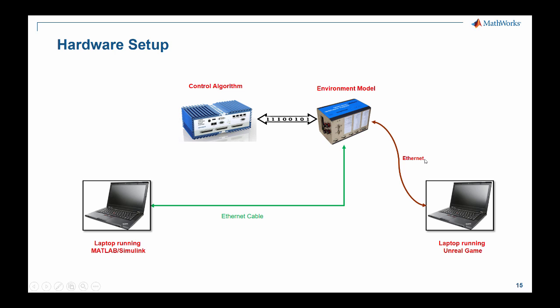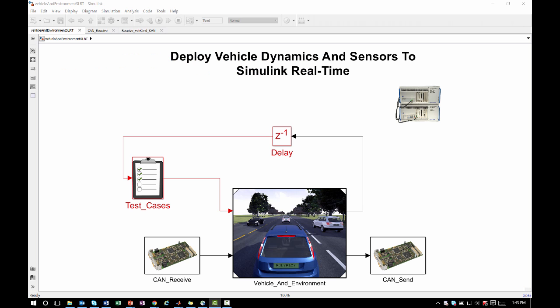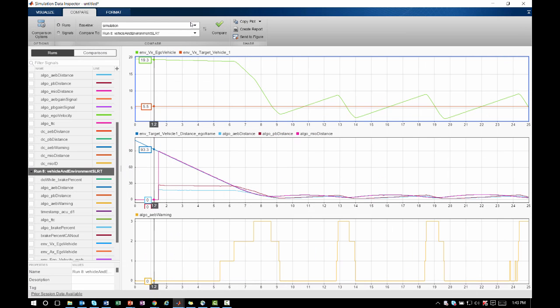The first question that naturally comes up is, which is the faulty signal here? What is going wrong? There are so many signals in the algorithm. Which one should we be looking at? Do you remember that we used Simulink Data Inspector to visualize signals in simulation? Well, since Simulink Real-Time is so tightly integrated with all the MathWorks tools, Simulink Data Inspector also works with Simulink Real-Time without having to add any additional blocks or changing any settings. It just works. So, as a user, you can use the same user interface to visualize the signals in simulation as well as in real time.